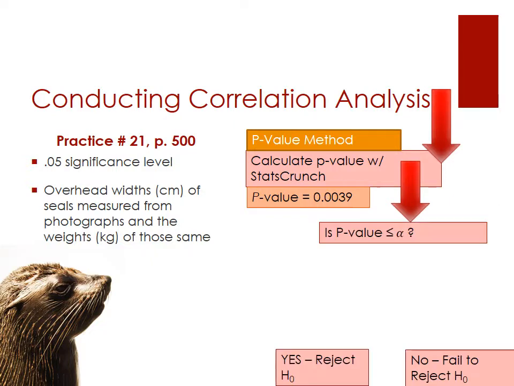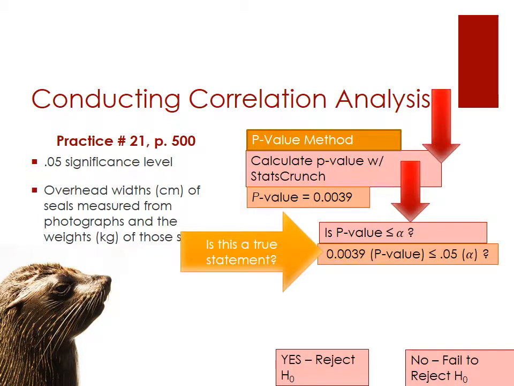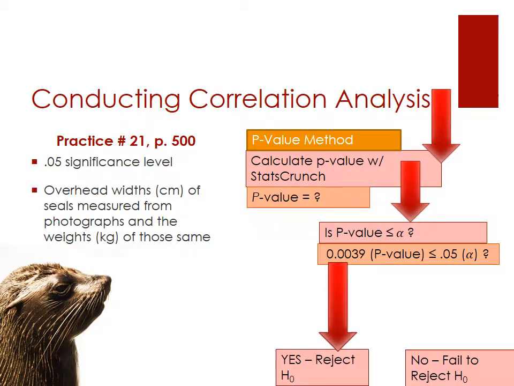Then we compare that to our alpha. If we plug these values in, we get 0.0039 is less than or equal to 0.05. Is this a true statement? If it's a true statement, we reject the null. If it's not a true statement, then we fail to reject the null. Well, this is a true statement, so we do reject the null hypothesis.